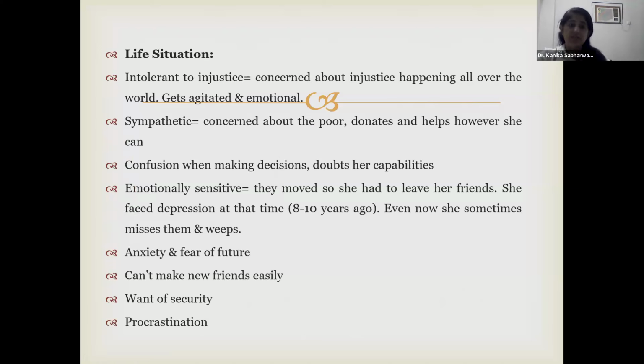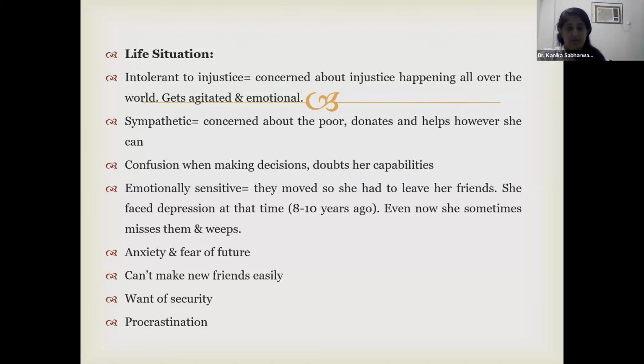Mother says that she's very sympathetic. She's very concerned about the poor. She likes to donate and help in whatever way she can. She says, I get confused while making decisions. Now she's studying at a college in America, which is away from her home. But she says, I'm very nervous and I always doubt my capability when making a decision. Okay? These are the patient's words.